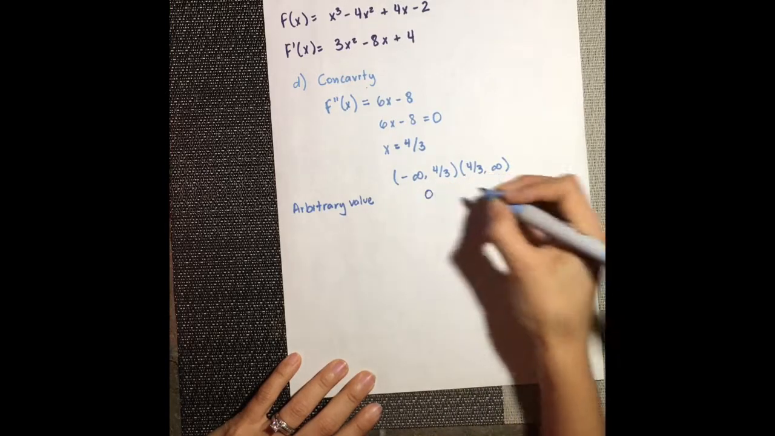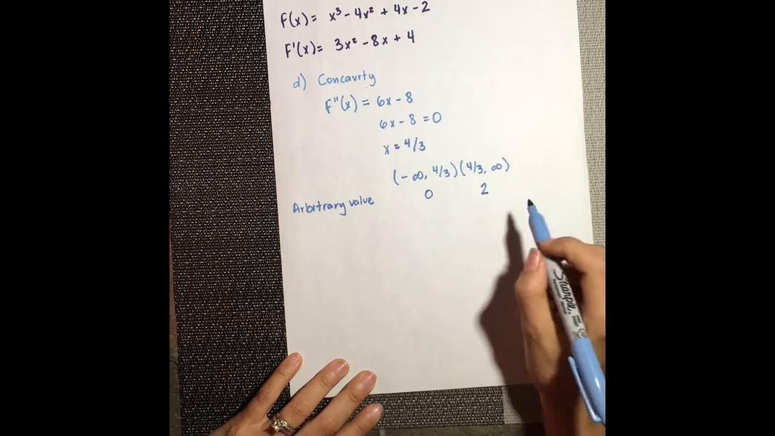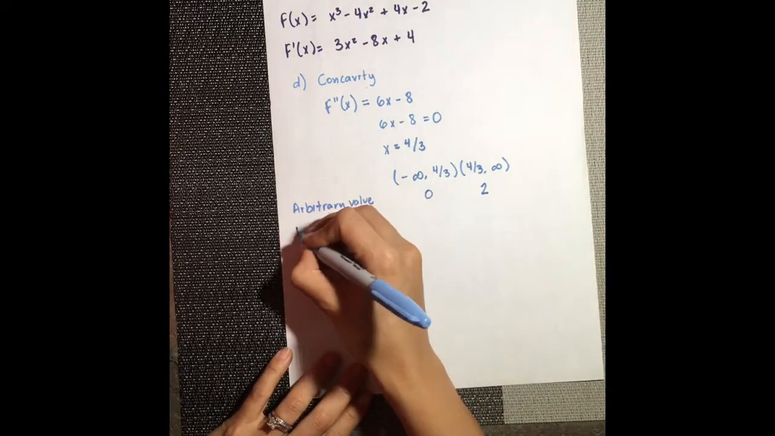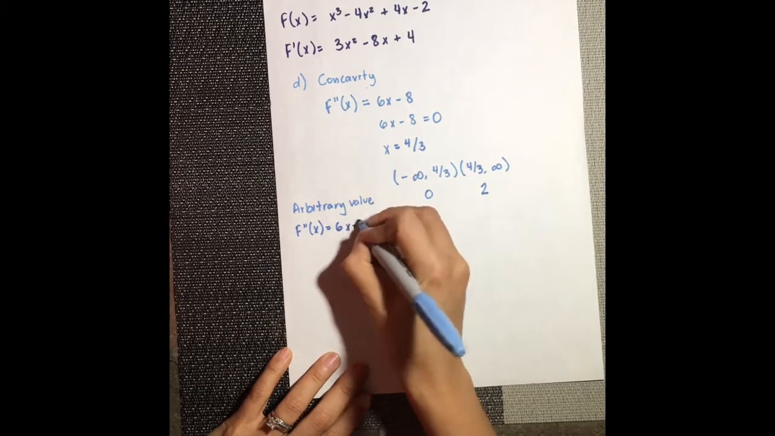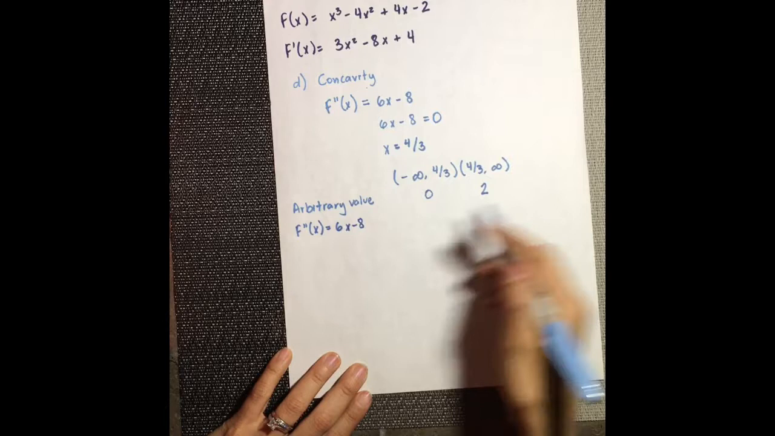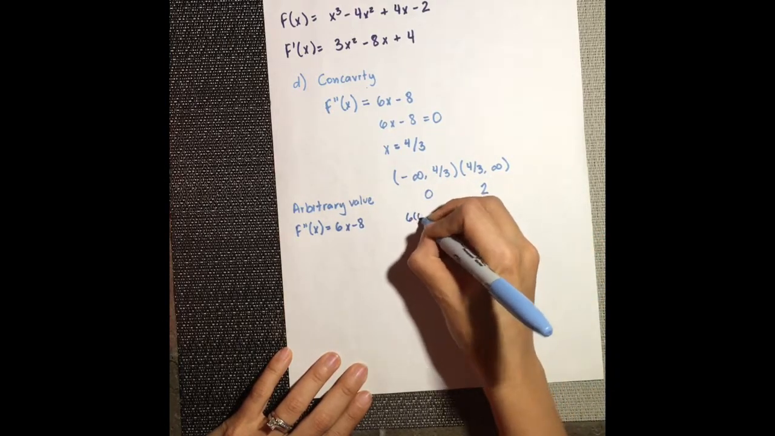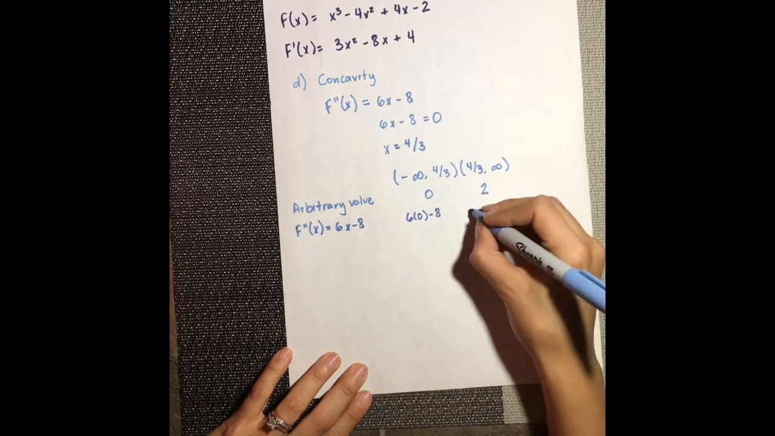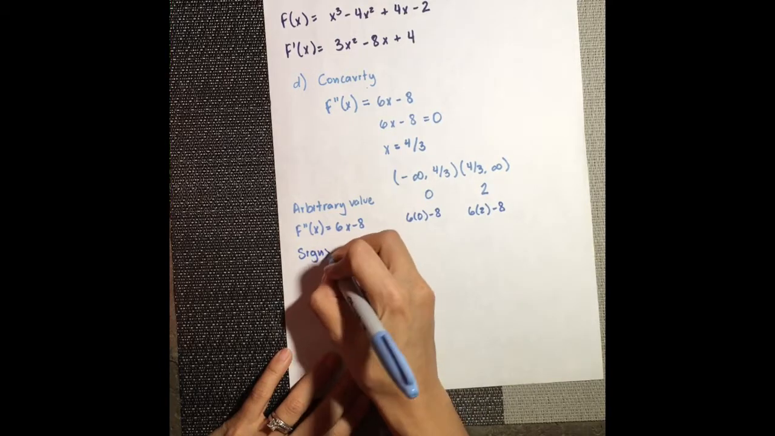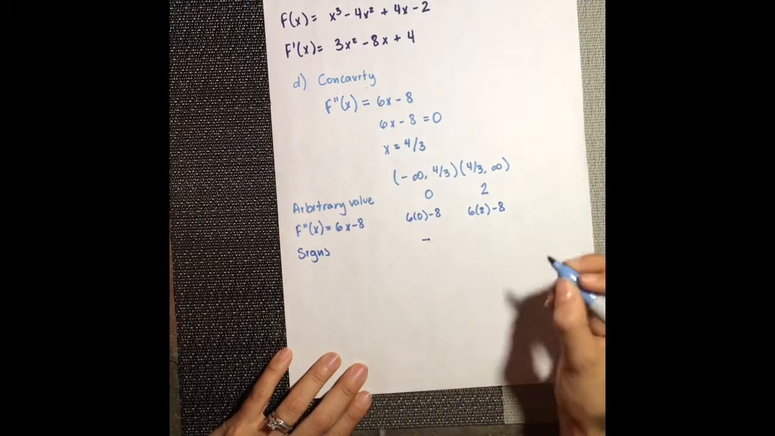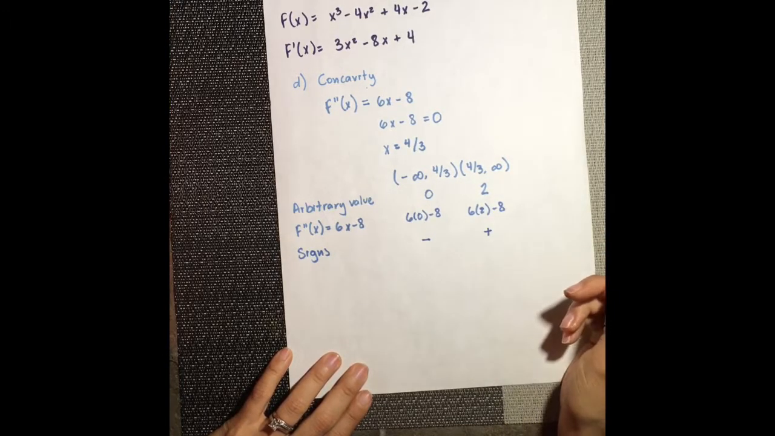I'm going to choose an arbitrary value. And I'm going to use 0, and I'm going to use 2 over here. Okay, try to use values that are easy to work with. And we're going to evaluate these values in our second derivative, 6x minus 8. Again, to determine signs for each of the cases. So if we use 0, we're going to get 6 times 0 minus 8. If we use 2, 6 times 2 minus 8. And let's see what signs we get. 0 minus 8, we're going to get negative. 6 times 2, 12, minus 8, positive. We're going to get 4.